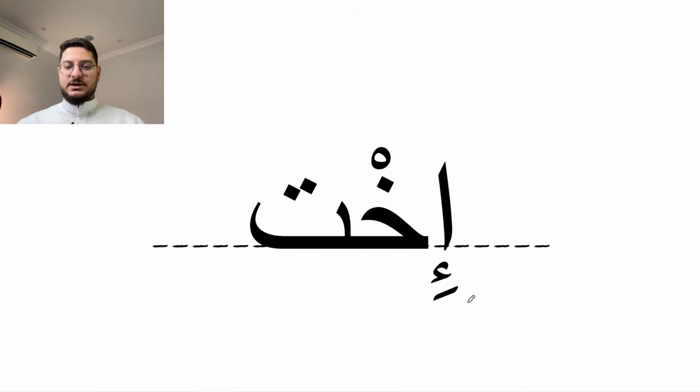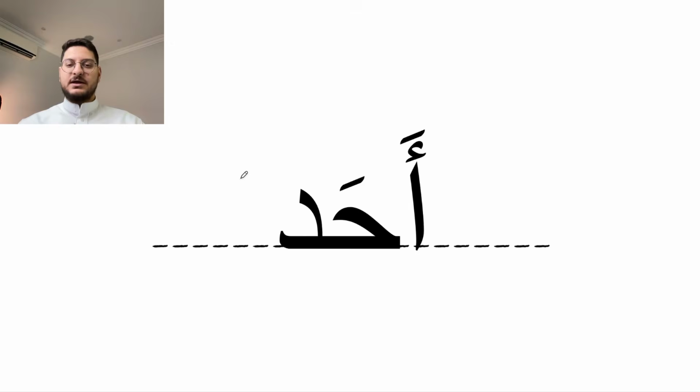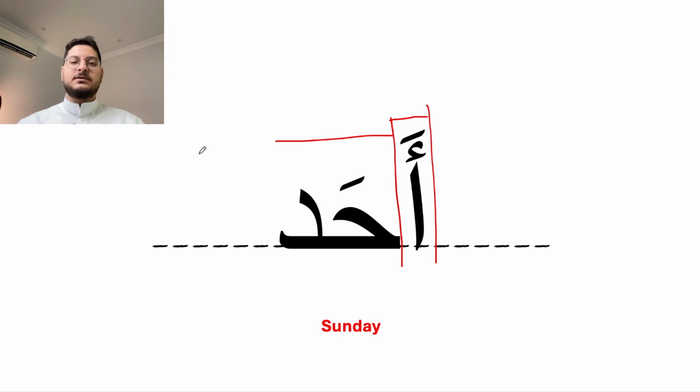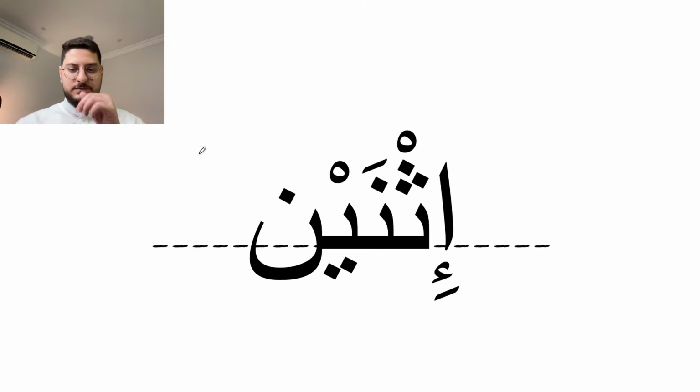Let's look at this one. I see a kasra in here, so that will be the beginning of a syllable, and I don't see any other vowels, so it's only one syllable. And this would be e. Icht, and icht is a sister. Icht. Let's look at this one. I see a fatha in here, so I would start a syllable right before the fatha. I see another fatha in here, so another syllable will start right before this fatha. Now the first syllable is a, the second syllable is had. Ahad, which means Sunday. Ahad.